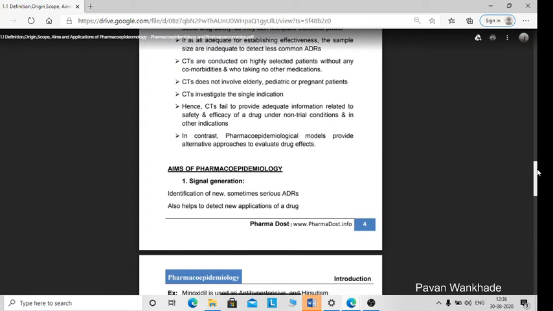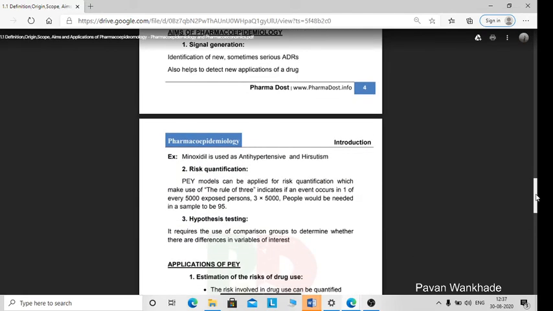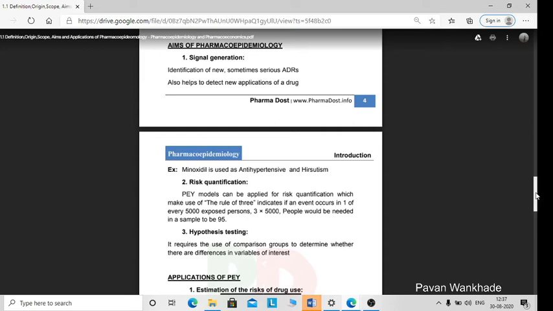Now see the aims of pharmacoepidemiology. First is signal generation, identification of subtypes and serious adverse drug reactions. It also helps to detect new applications of the drug. Example, minoxidil is used as an antihypertensive and for hirsutism. Minoxidil is a potassium channel opener drug used in the treatment of hypertension. Minoxidil has the side effect called hirsutism, meaning increased hair growth, and hence it is used in the treatment of baldness.